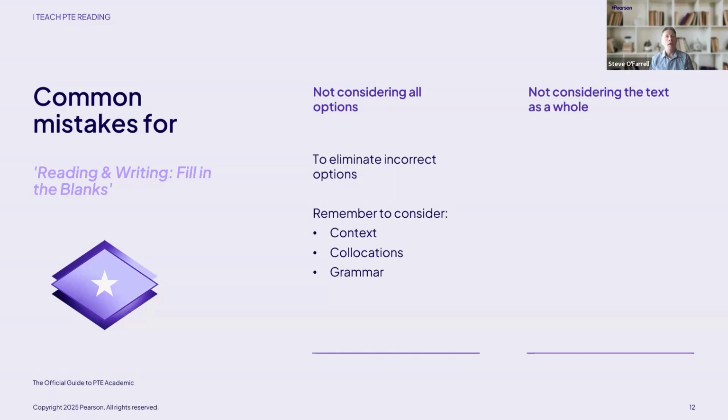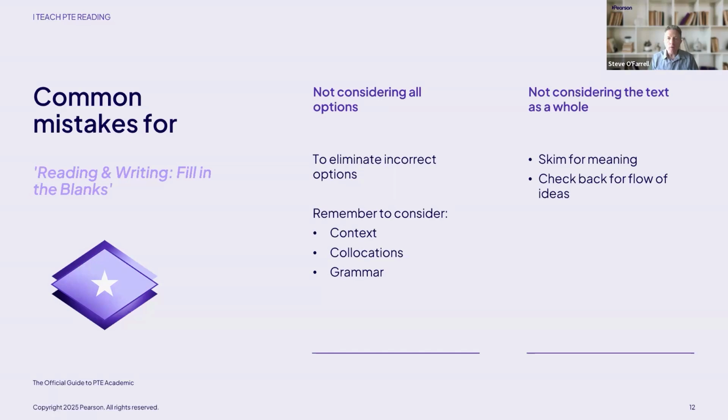Grammar. Think about the part of speech. Is it a verb, an adjective, a noun? Does the part of speech of the option fit correctly with what it should be in the blank? Each of those are extra considerations, but crucially, the point is to consider all of the options that are there and make sure you're eliminating the incorrect ones, as well as deciding which one you believe is correct.